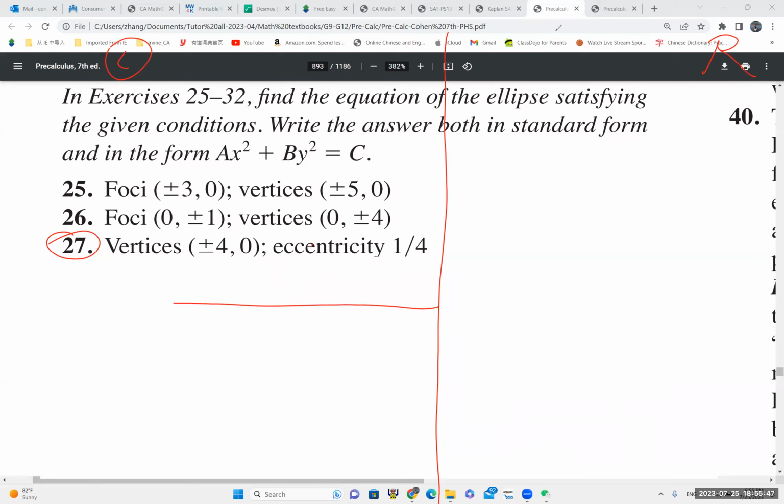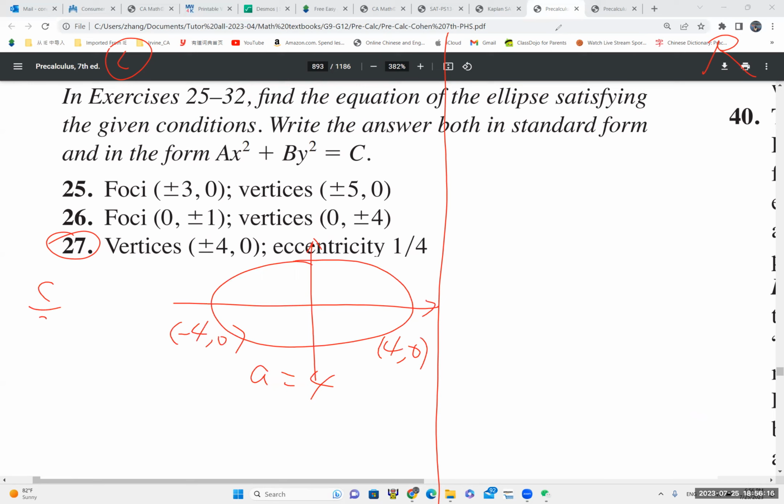Remember what vertex actually means. It's like this. So here vertex 1 is (-4, 0), 1 is (4, 0), right? So actually we know a equals 4, right? Then eccentricity means c over a equals 1 over 4, right? Then c is, as a is 4, so c is 4. Oh, sorry, c is 1. a is 4, c is 1.